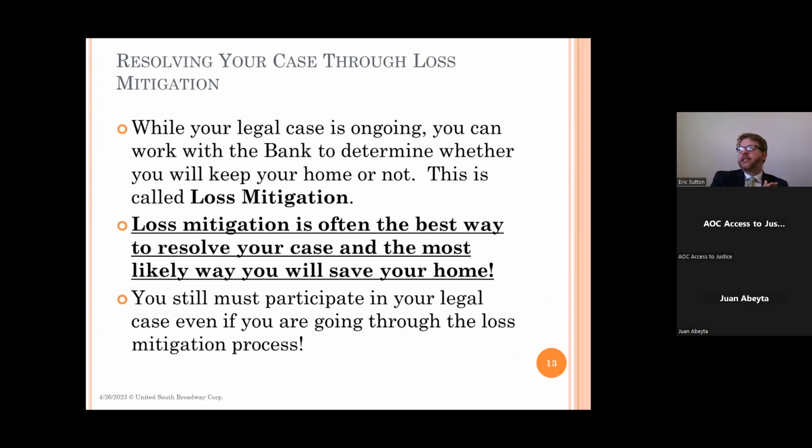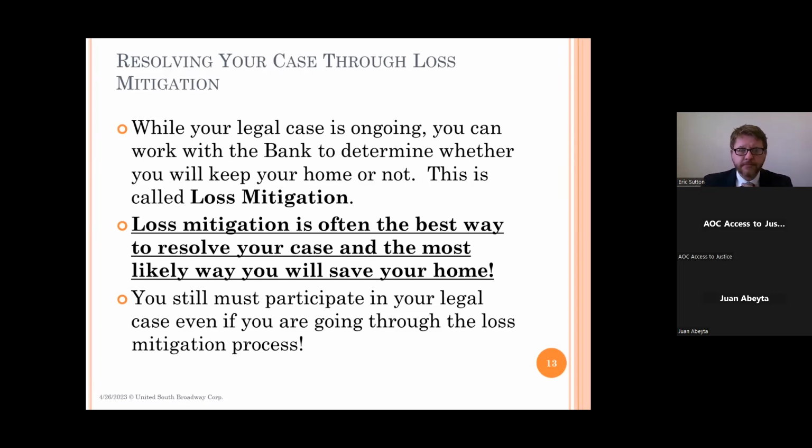So at this point, we kind of draw back from the technical aspects of the legal proceedings and we go into working with the bank to try to resolve this case through loss mitigation. And again, loss mitigation is really used as a catch-all term for negotiating with the bank to come to some sort of settlement.